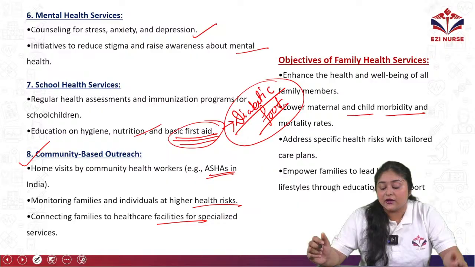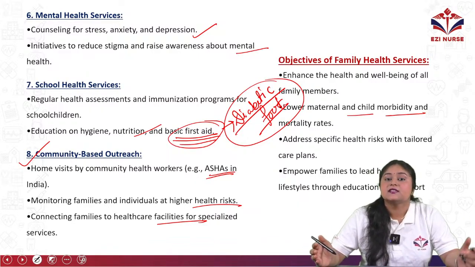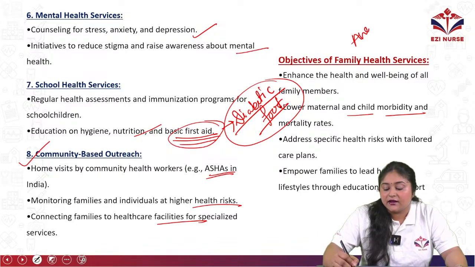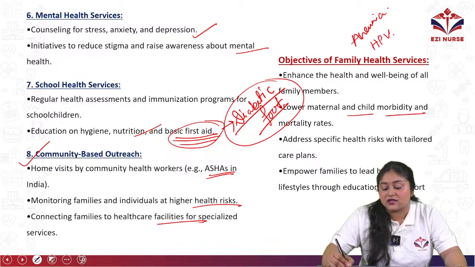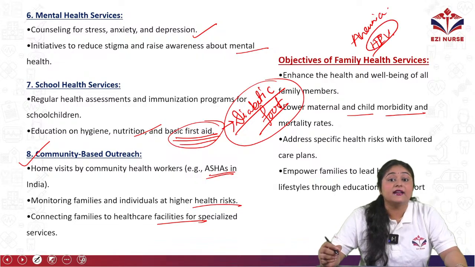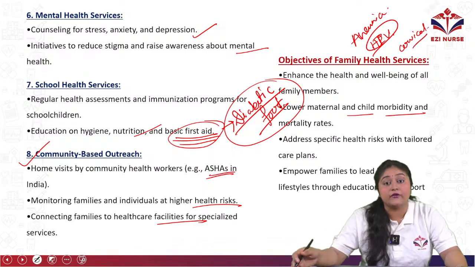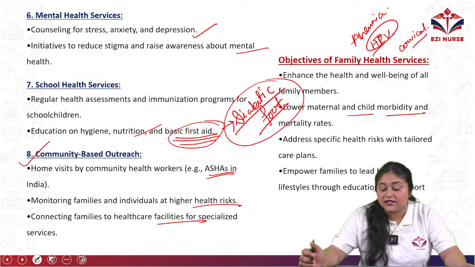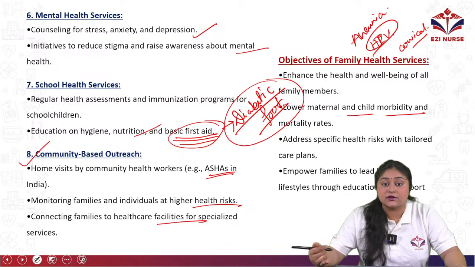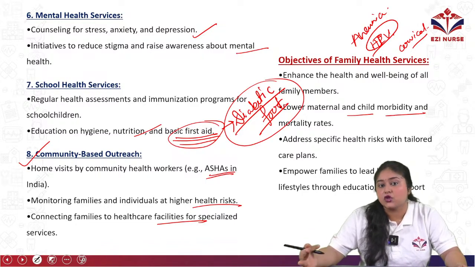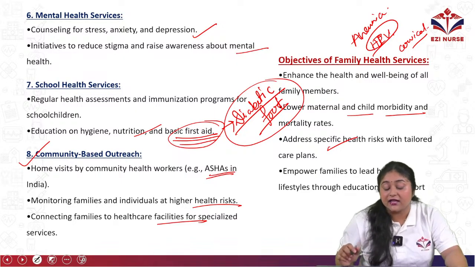So can you tell me what are the main reasons nowadays for maternal mortality? So first reason is anemia, right? First reason is anemia. Second one is HPV infections, HIV infections, as well as cervical cancer. So these are all the main statistical causes nowadays for the maternal mortality rate, right? Same as child morbidity, like fetal distress, as well as lung immaturity, and then jaundice. Okay, so now come to addressing the specific health risks, which is tailored care plans.